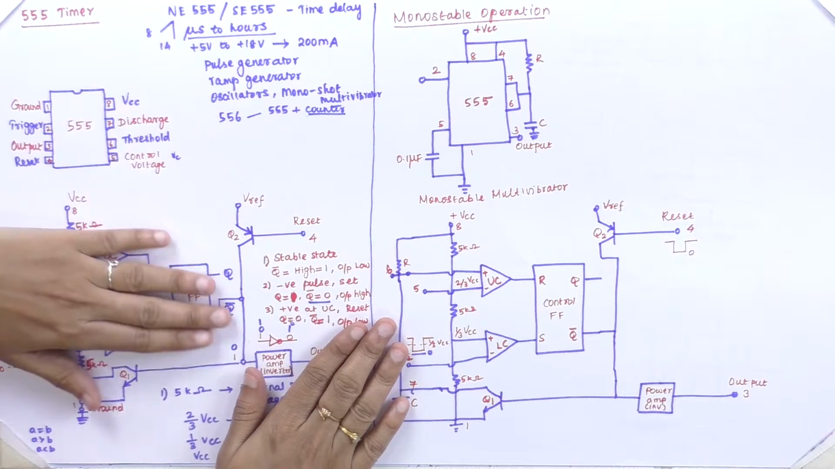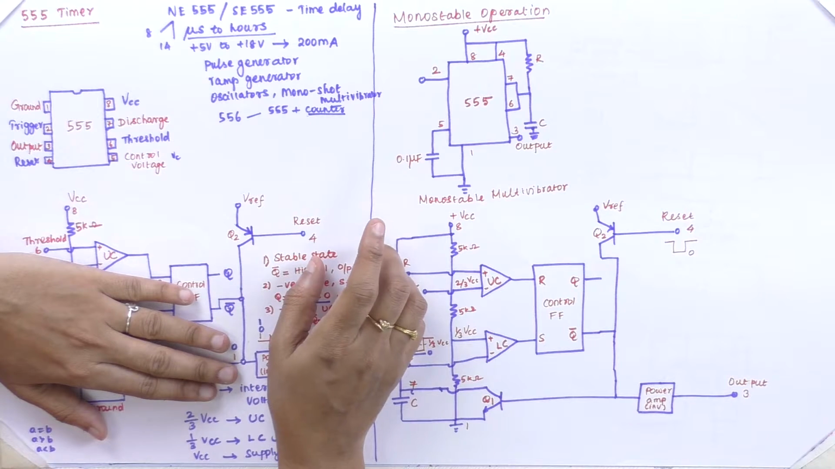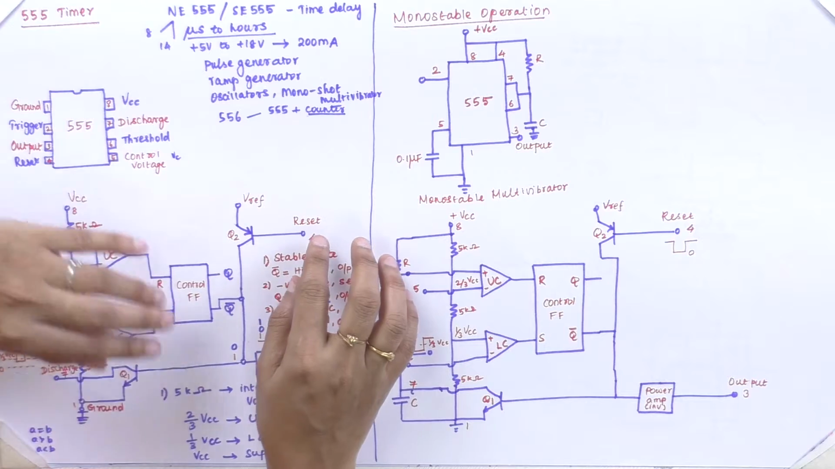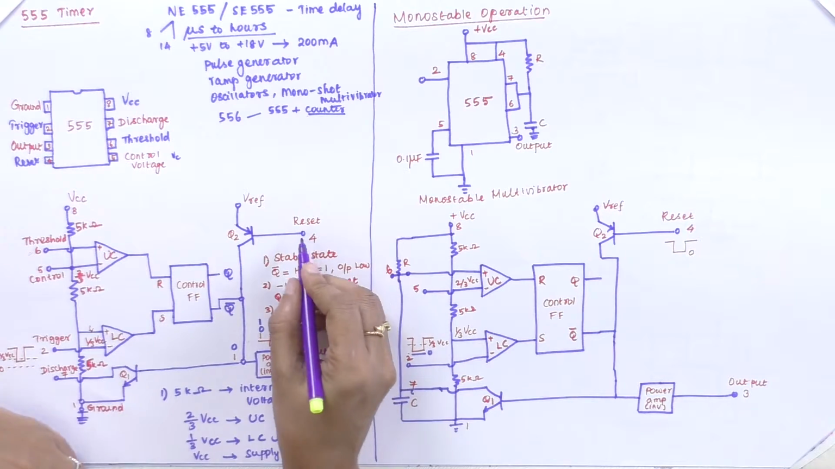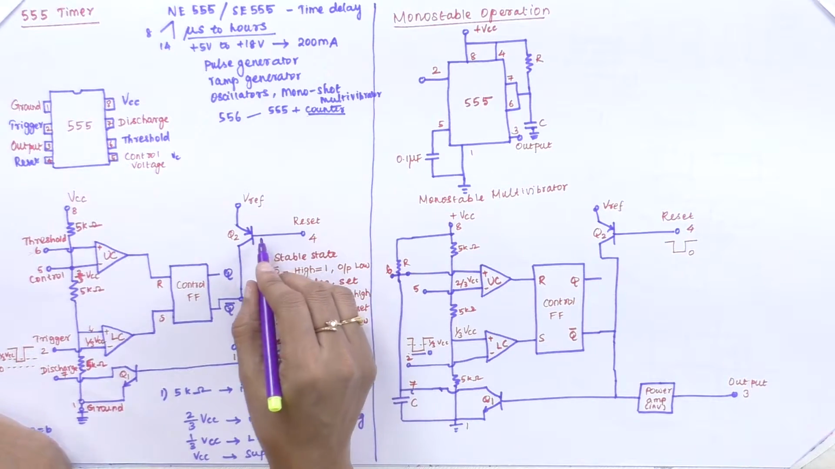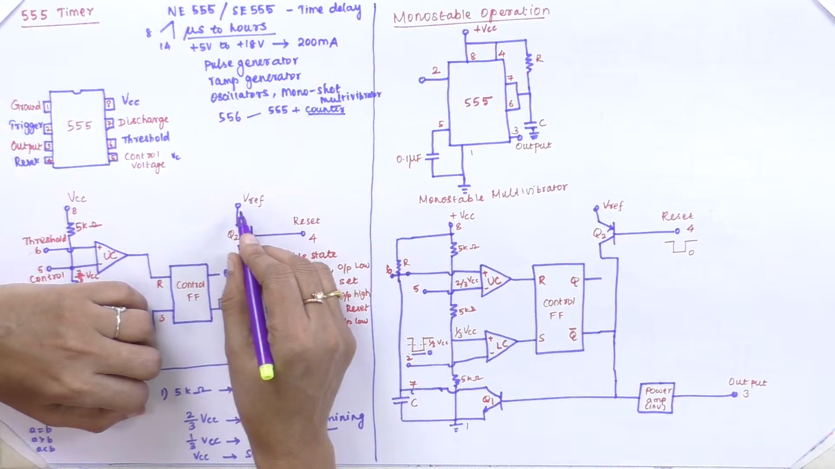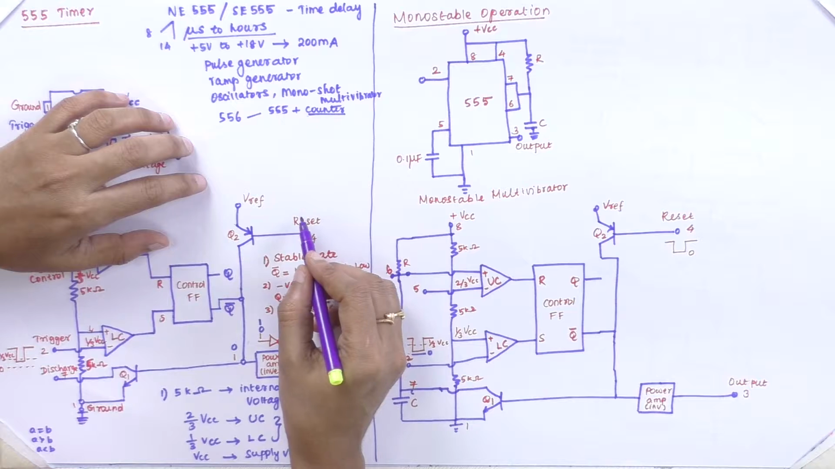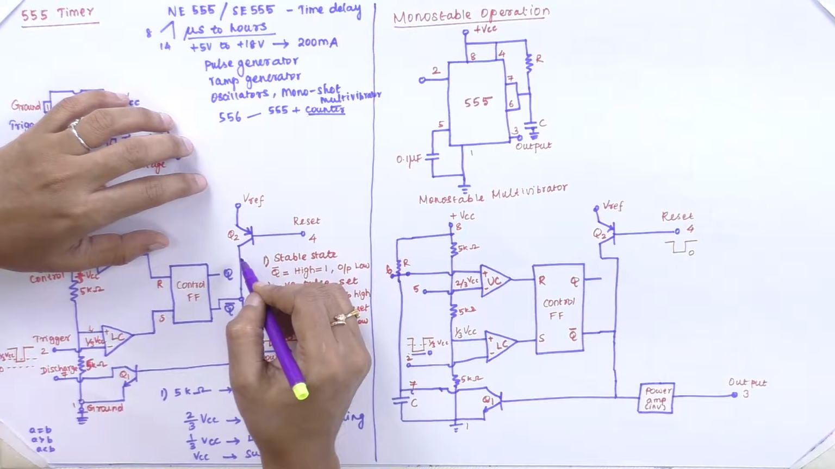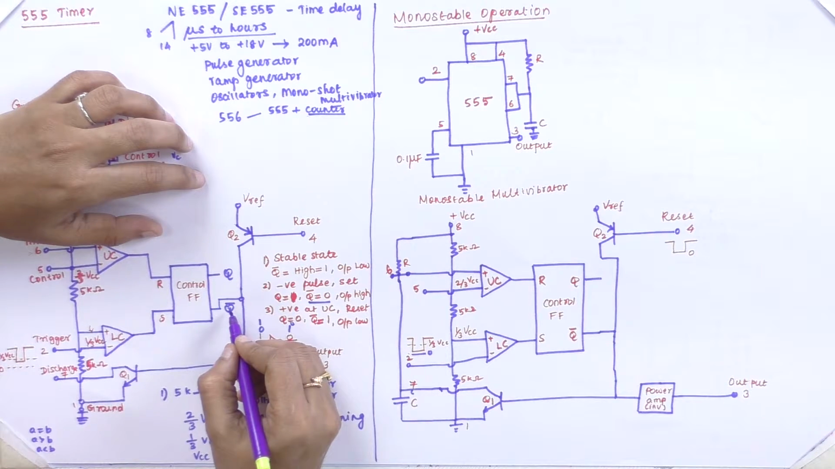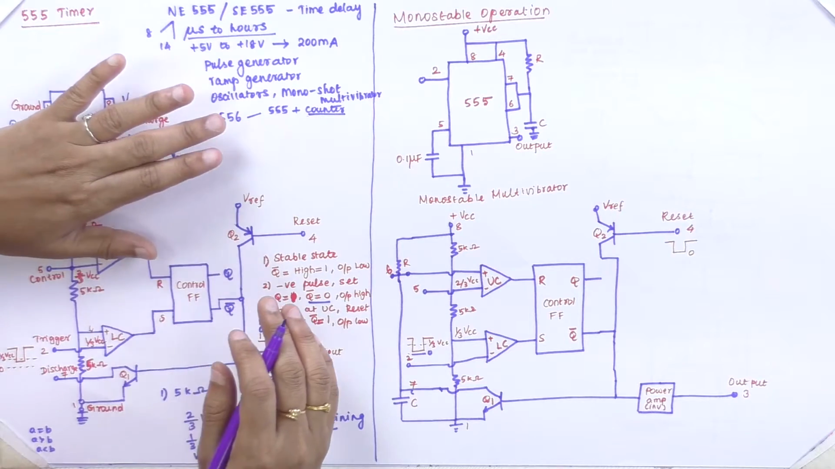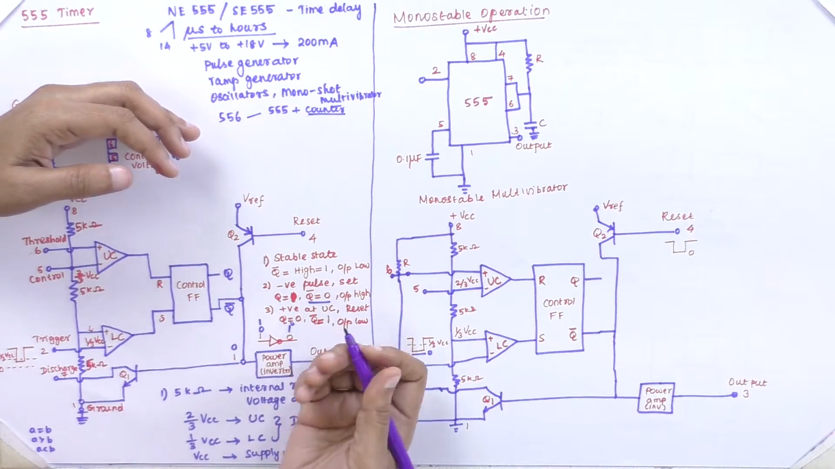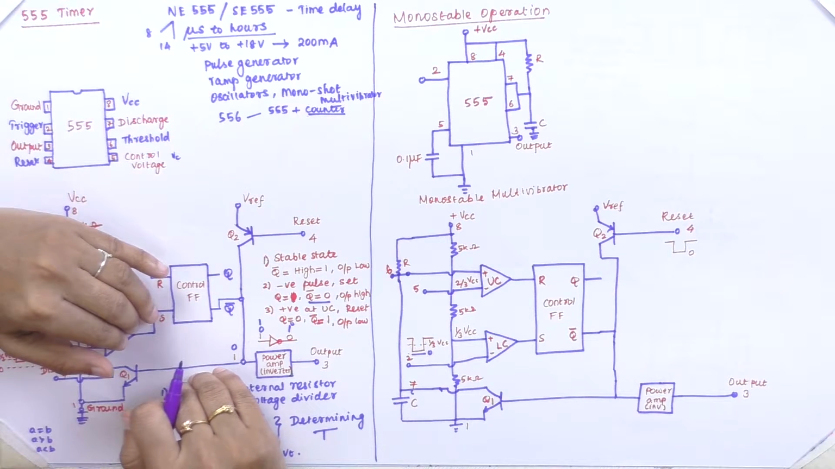Now coming to the reset condition. In this reset condition, what's the use of the reset pin? This reset input provides the mechanism to reset the flip-flop. This is the condition we are going to give to that reset pin, which makes Q bar reset, and it overrides the effect of any instructions coming into the flip-flop.